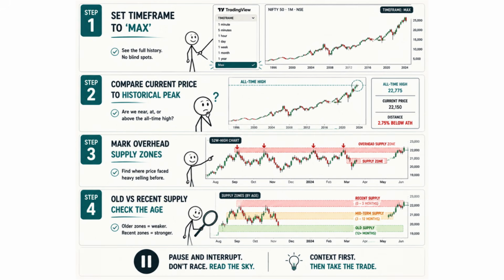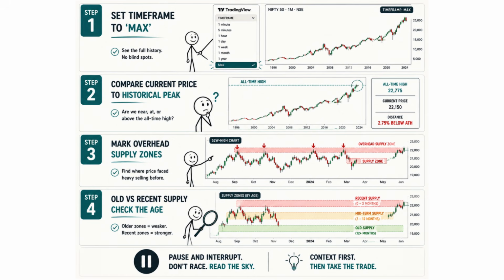supply above. Step 3. For 52-week highs, mark the overhead zones. Where are the old peaks? Those are your resistance levels. The breakout has to clear them. Note how much supply sits above and how far.